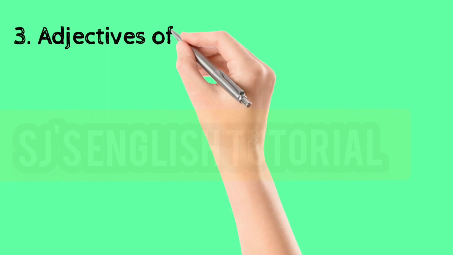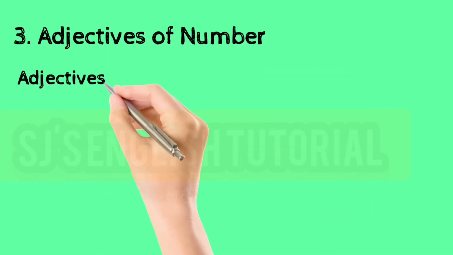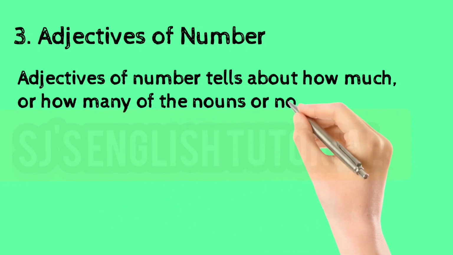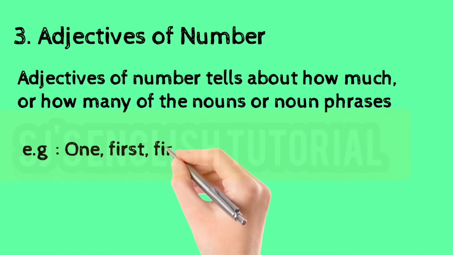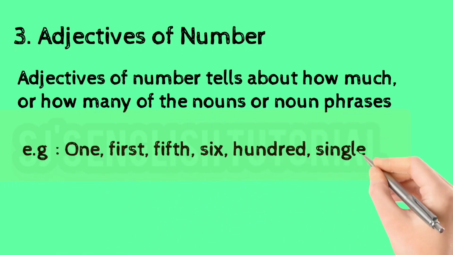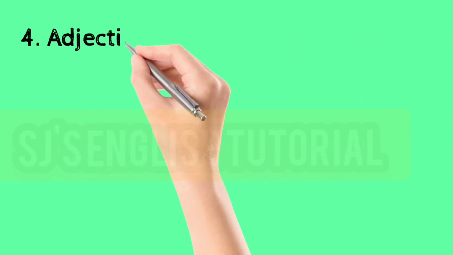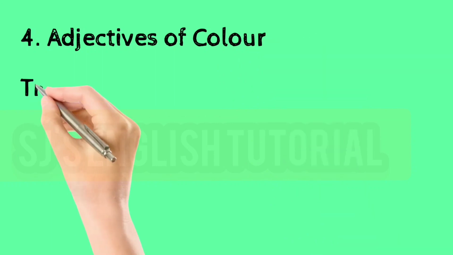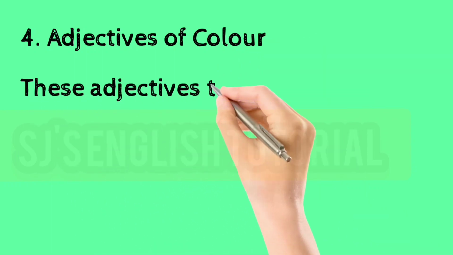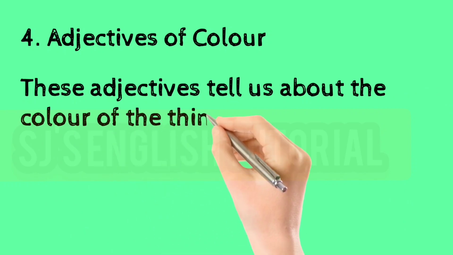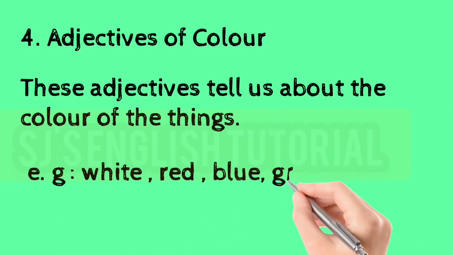Now the third one is adjectives of number. It tells about how much or how many of the nouns or noun phrases. For example, 1, first, fifth, sixth, 100, single, double, etc. Fourth one is adjectives of color. It tells about the color of the things. White, red, blue, green, etc. are the examples. Dear students, frame sentences using these adjectives.